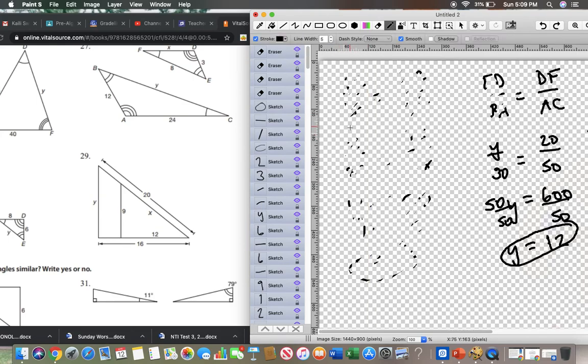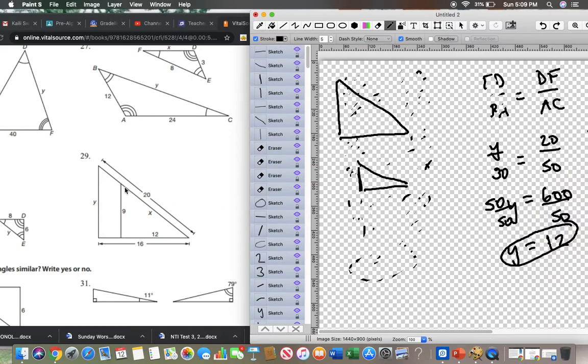You can actually break these up into two triangles, correct? You've got a bigger triangle, and then you've got a smaller triangle inside. All right, so look at it. Here we go. This side right here is this side right here. This is the big long side, and that's 20. This side right here is y. What do you think this side is? Well, it's 16.